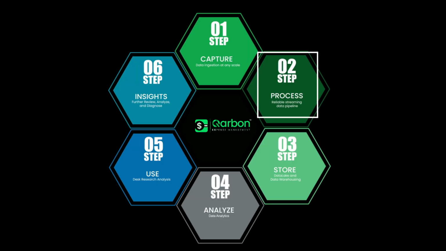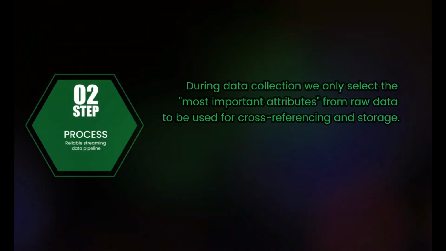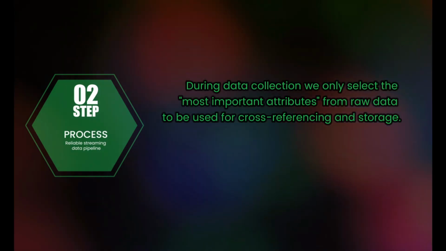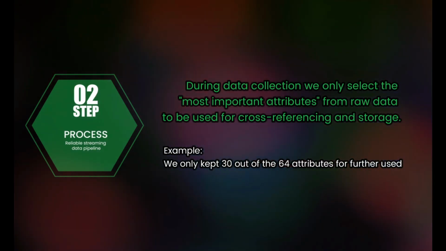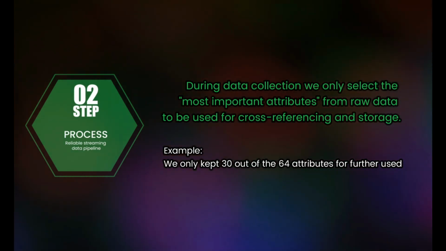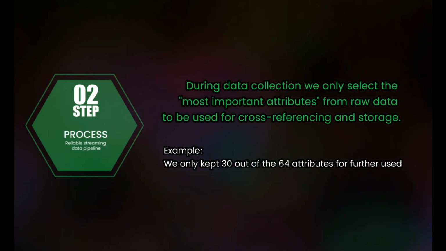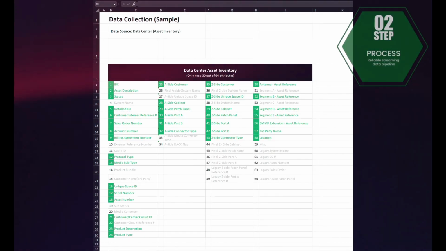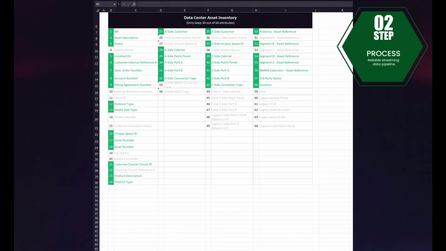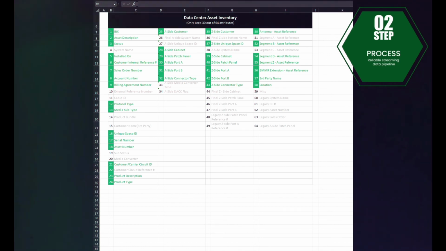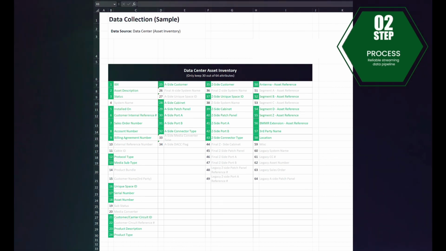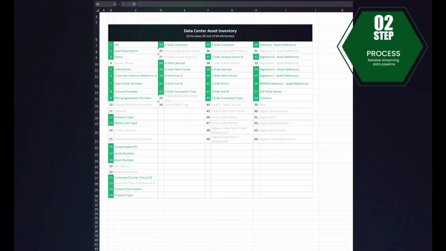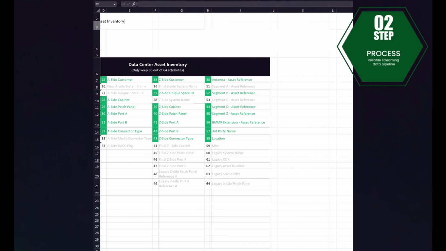In step 2, we move on to data collection, where we streamline raw data by selecting only the most important attributes for cross-referencing and storage. This is essential for simplification and only focusing on what matters most. In this example from the data center asset inventory, we retain 30 out of 64 attributes, making the data more manageable and relevant for analysis. This step prepares the data for the next stages of standardization and analysis. We apply the same process for the other data types.